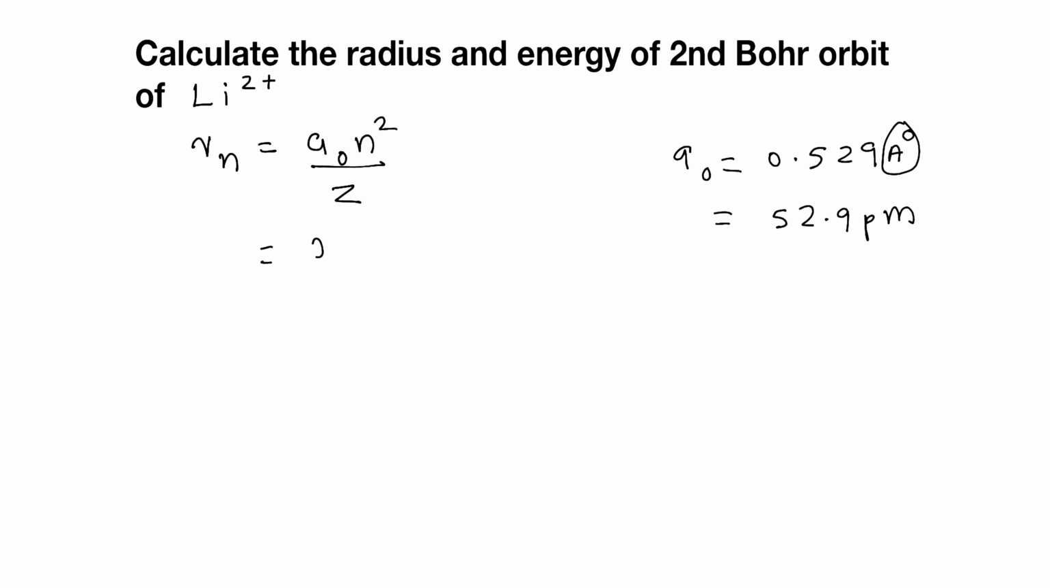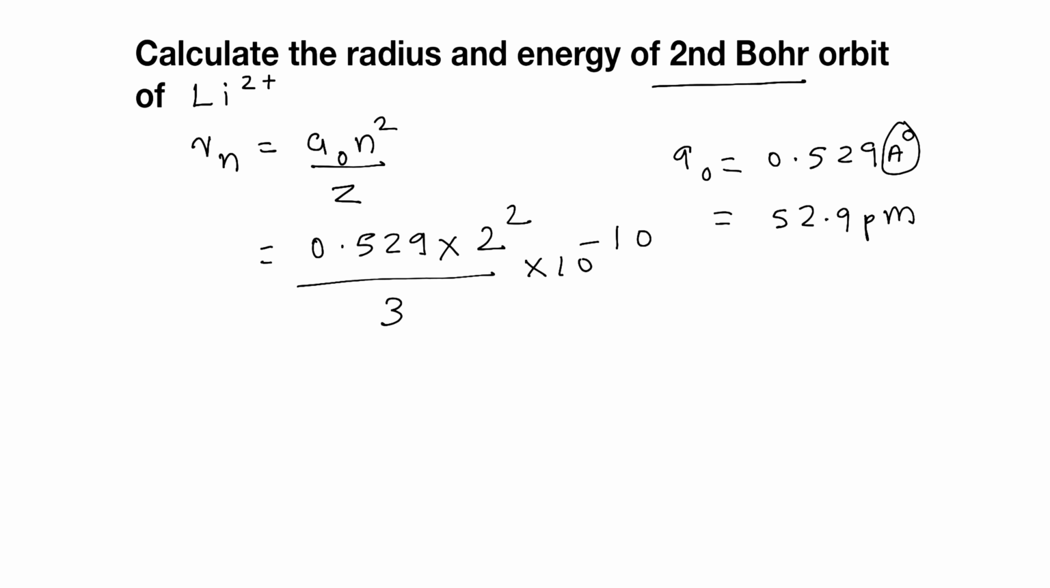So if you are using Angstrom, 0.529 into n square, second orbit, 2 square by Z. Z means atomic number of lithium. Lithium is 3. Correct, right? Clear? Now, Angstrom means what? Into 10 raised to minus 10. On calculating, you will be getting 0.7053 into 10 raised to minus 10 meter.